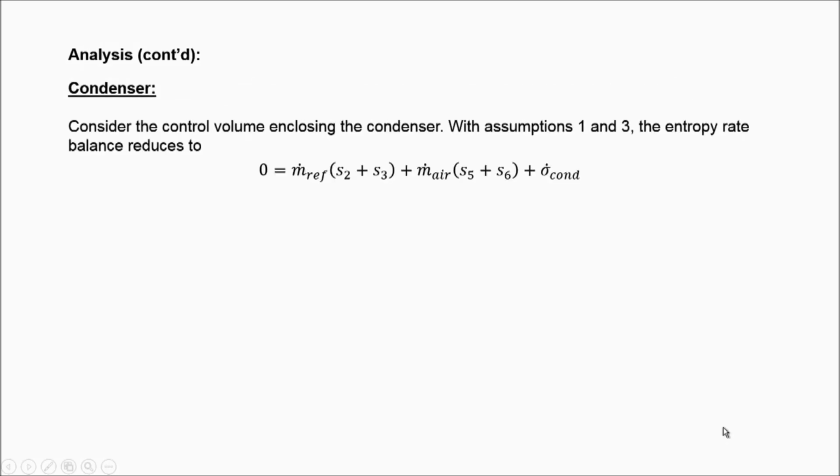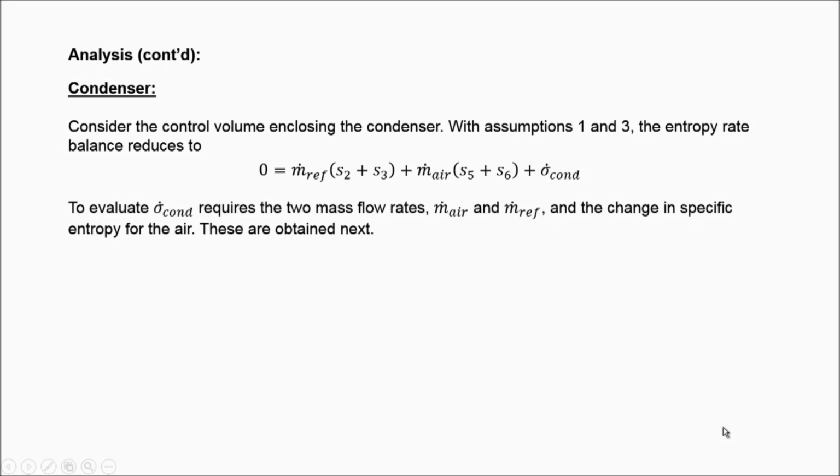Now let's consider the control volume enclosing the condenser. With respect to assumptions 1 and 3, the entropy rate balance reduces to 0 is equal to m dot refrigerant times (S2 minus S3) plus m dot air times (S5 minus S6) plus sigma dot for the condenser. Evaluating sigma dot condenser requires two mass flow rates, m dot air and m dot refrigerant, as well as the change in specific entropy for the air. These are obtained next as follows.